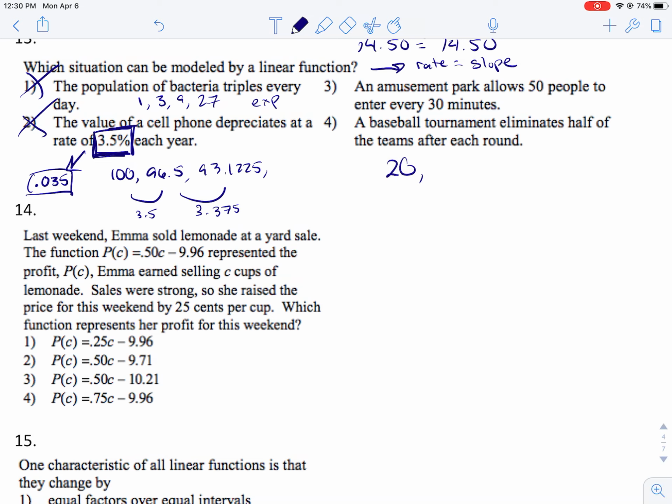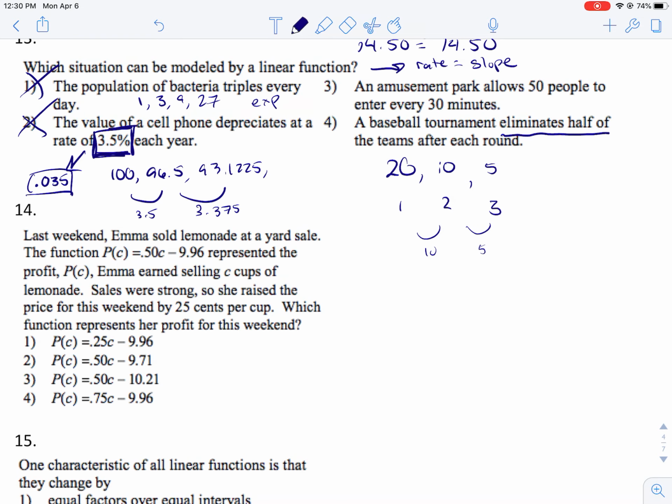Okay, so let's take a look at number 4. All right, a baseball tournament eliminates half of the teams each round. Okay, so let's say we started out with 20 teams. All right, so now that's round number 1. All right, think back to your sequences. So round number 2, how many teams are left? 10. All right, after the 3rd round, how many teams are left? 5. Okay, and so on and so forth.